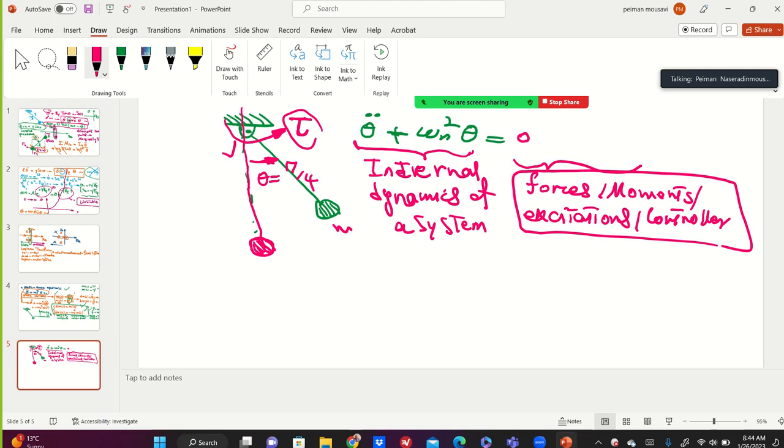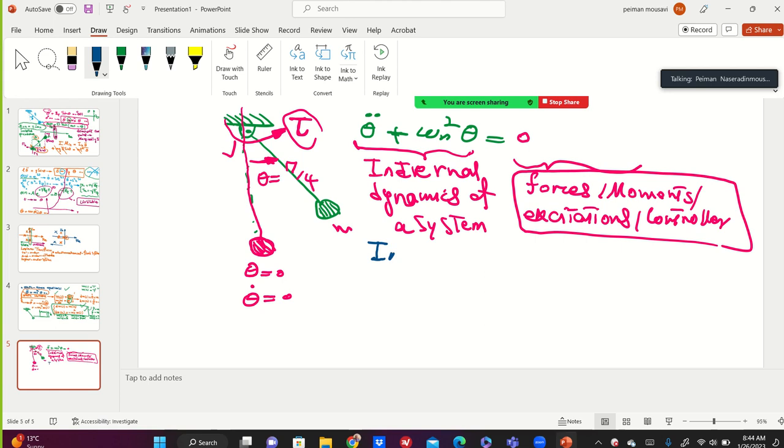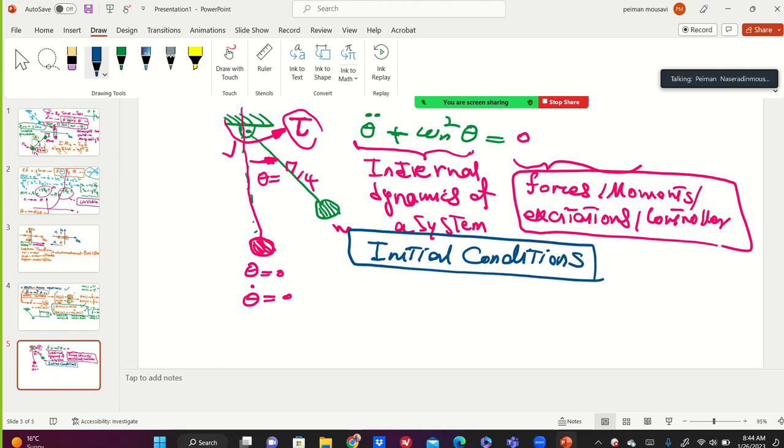Do it. At theta 0, I'm starting at theta 0, and theta dot, the angular velocity, is 0. Does it move? No. So I have to define in MATLAB what we name initial conditions. In MATLAB, we have to do that.